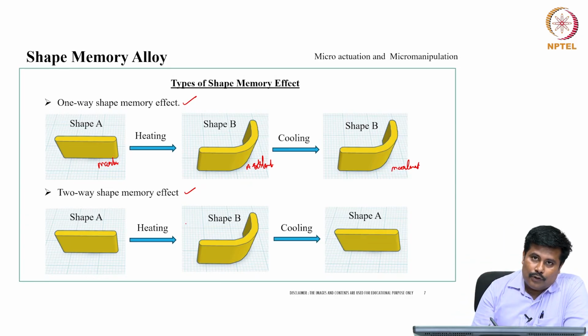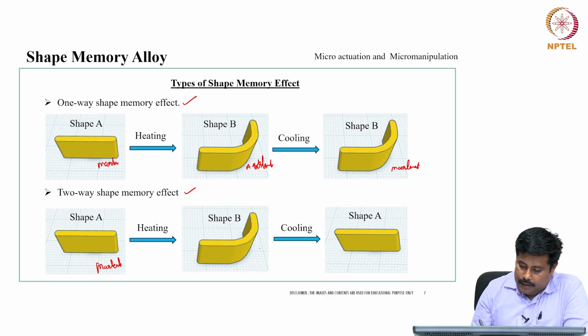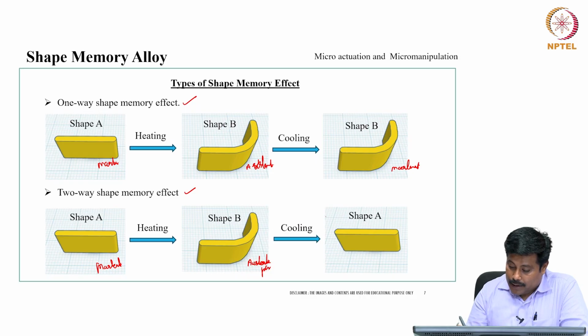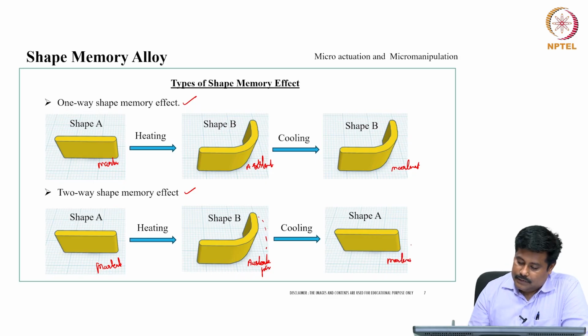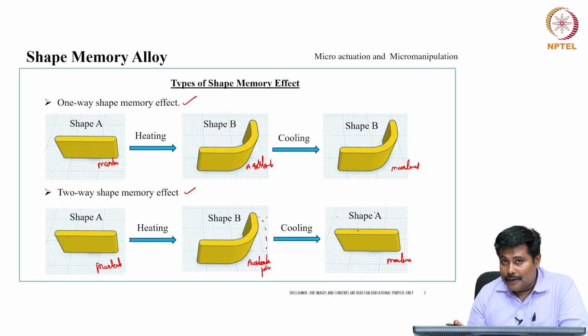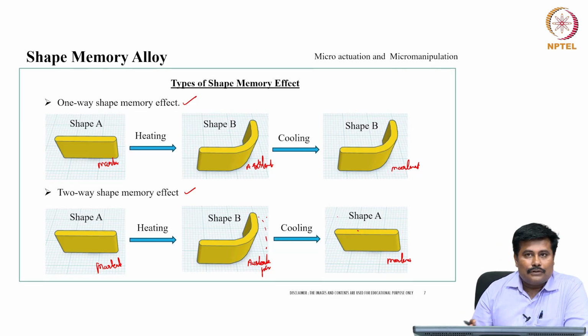However, in the case of a two-way shape memory effect, let us consider a shape A, which is initially in the martensite phase. Now when I heat it, it takes up a shape B, which is in the austenite phase. On cooling, it comes back to its shape, which is again the martensite phase. This happens without any external loading. So this effect is called a two-way effect.